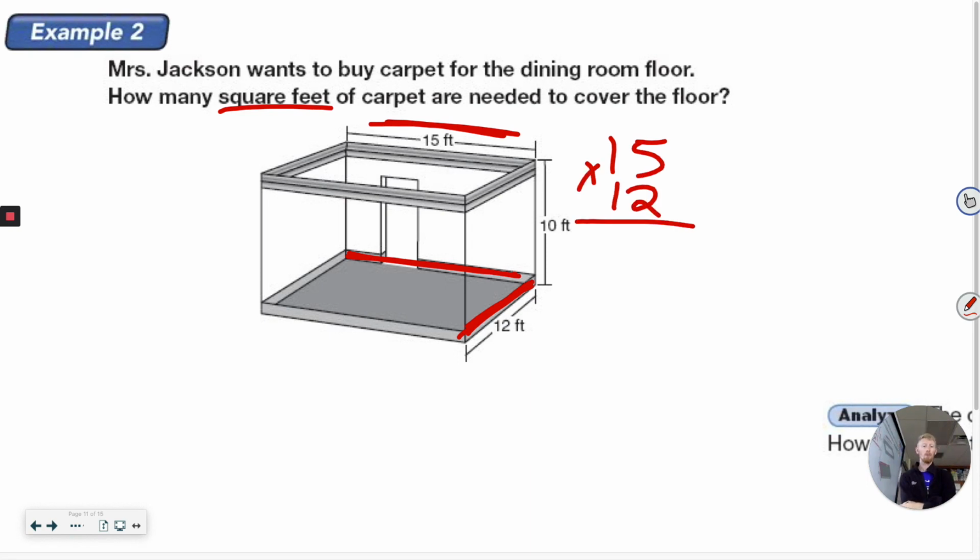And then you can multiply that out. So 2 times 5 is 10. 2 times 1 is 2, plus 1 is 3. Add your 0. 1 times 5 is 5. 1 times 1 is 1.